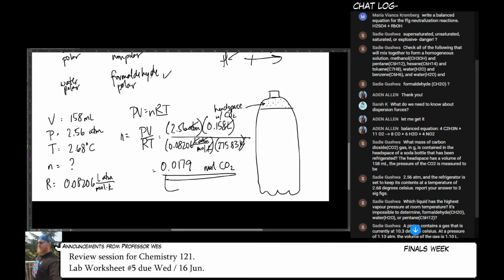And so you can convert this into grams of CO2 by using the molar mass, and we should all know how to do that. We're going to times it by the number of grams per mole, which once you've done that, should be this.